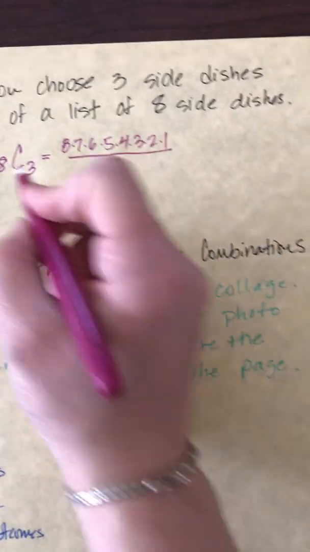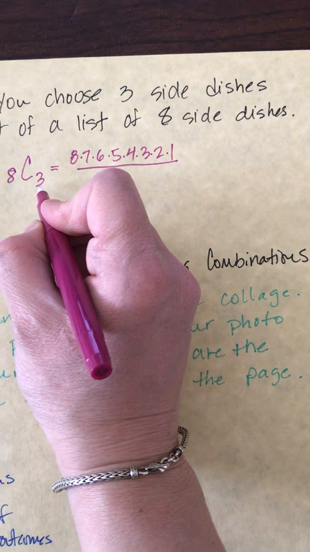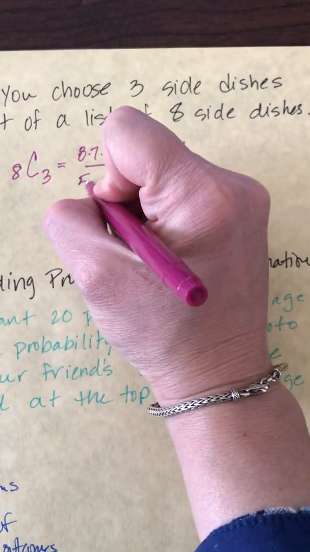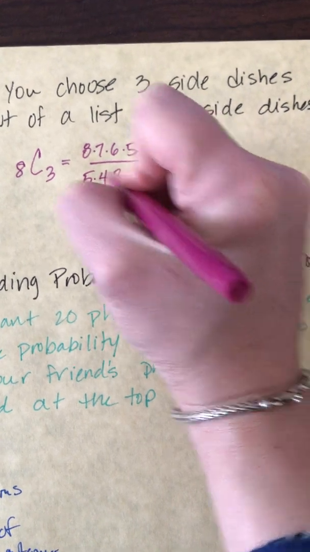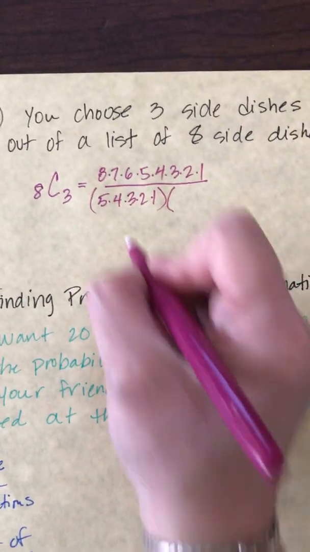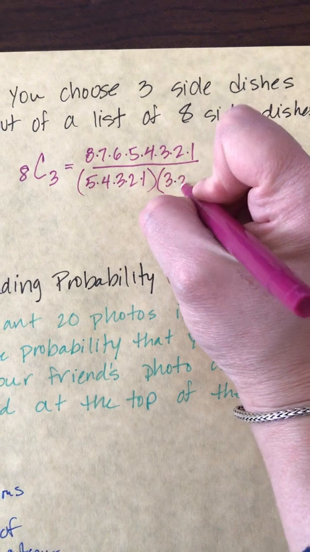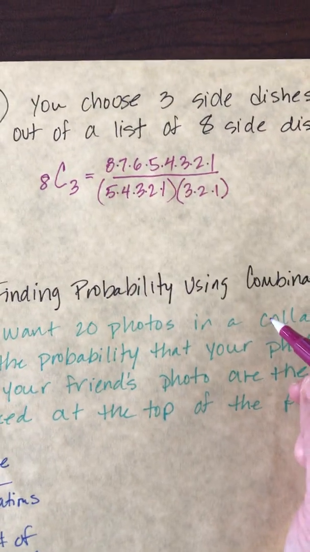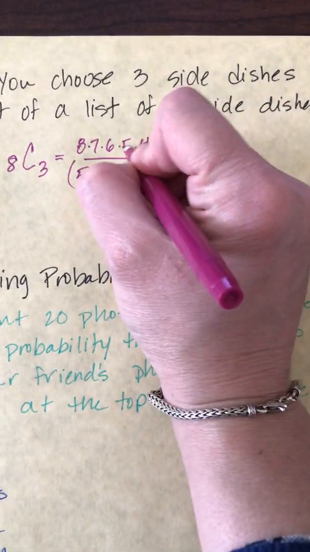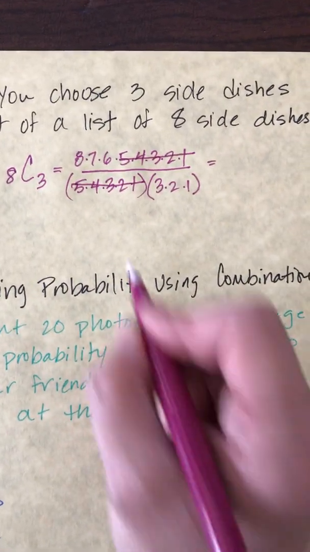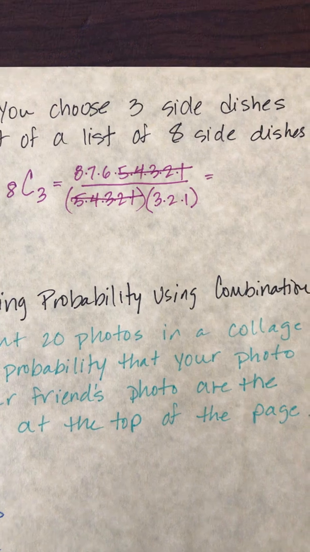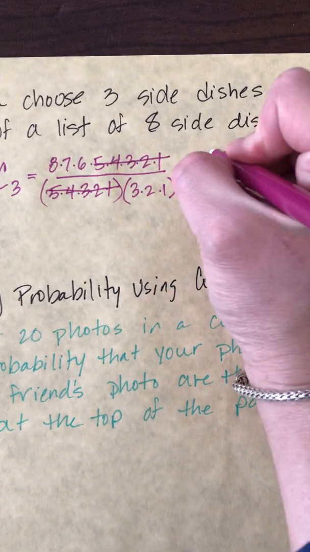All over, and then you subtract those 2. So 8 minus 3 is 5. So 5 factorial is 5 times 4 times 3 times 2 times 1. And you multiply it by r factorial, which is 3 times 2 times 1. All right, if you're doing this by hand, you notice that 5, 4, 3, 2, 1, all of that's in common, so we can cancel each other out. And now you have 8 times 7 times 6, which is 336.